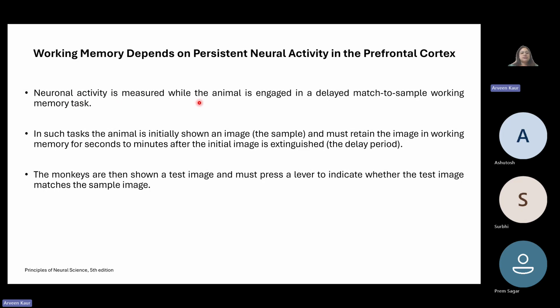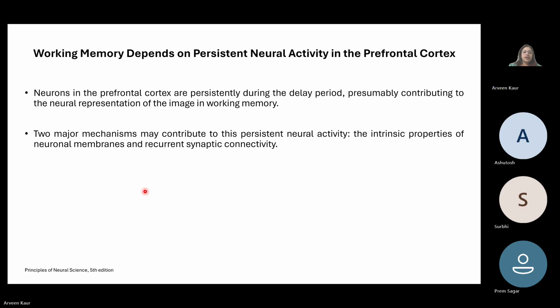So, neuronal activity is measured while the animal is engaged in a delayed match to sample working memory task, right? In such tasks, the animal is initially shown an image or a sample and must retain the image in working memory for seconds to minutes after the initial image is extinguished, or in the delay period. The monkeys are then shown a test image and must press a lever to indicate whether the test image matches the sample image, right? Then, if you look at it, the neurons in the prefrontal cortex are persistently firing during the delay period, presumably contributing to the neural representation of the image in the working memory.